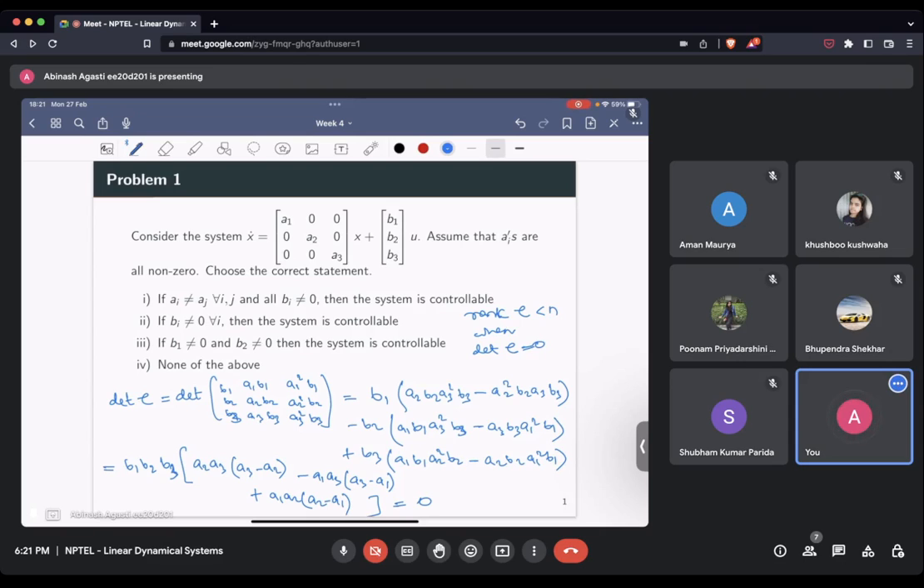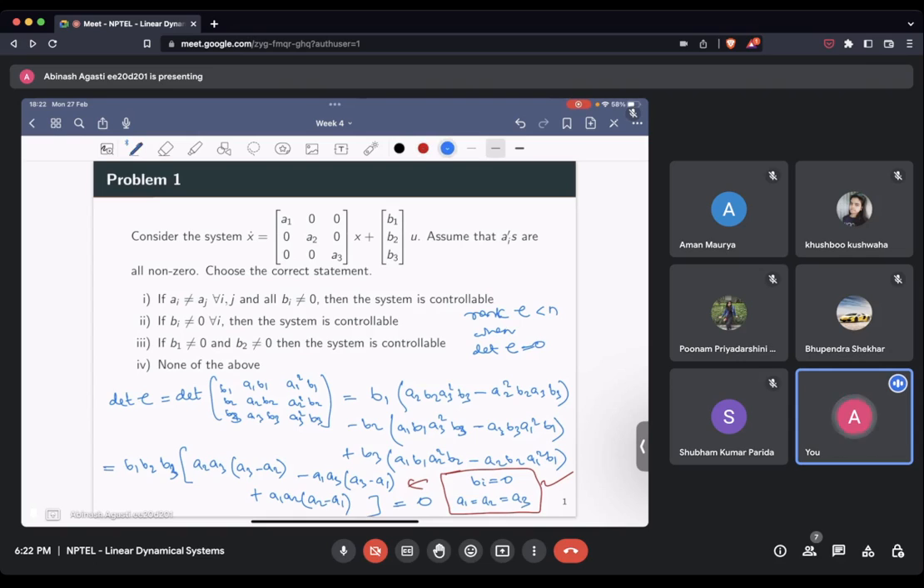Sir, if B1, B2, B3 become zero, then it will be zero, or if A3 and A2 become equal, or A3 and A1 become equal, or A2 and A1 become equal. So if any of them are equal, then this is the condition for the determinant being zero, right? So the negative of this condition is bi not equal to 0.